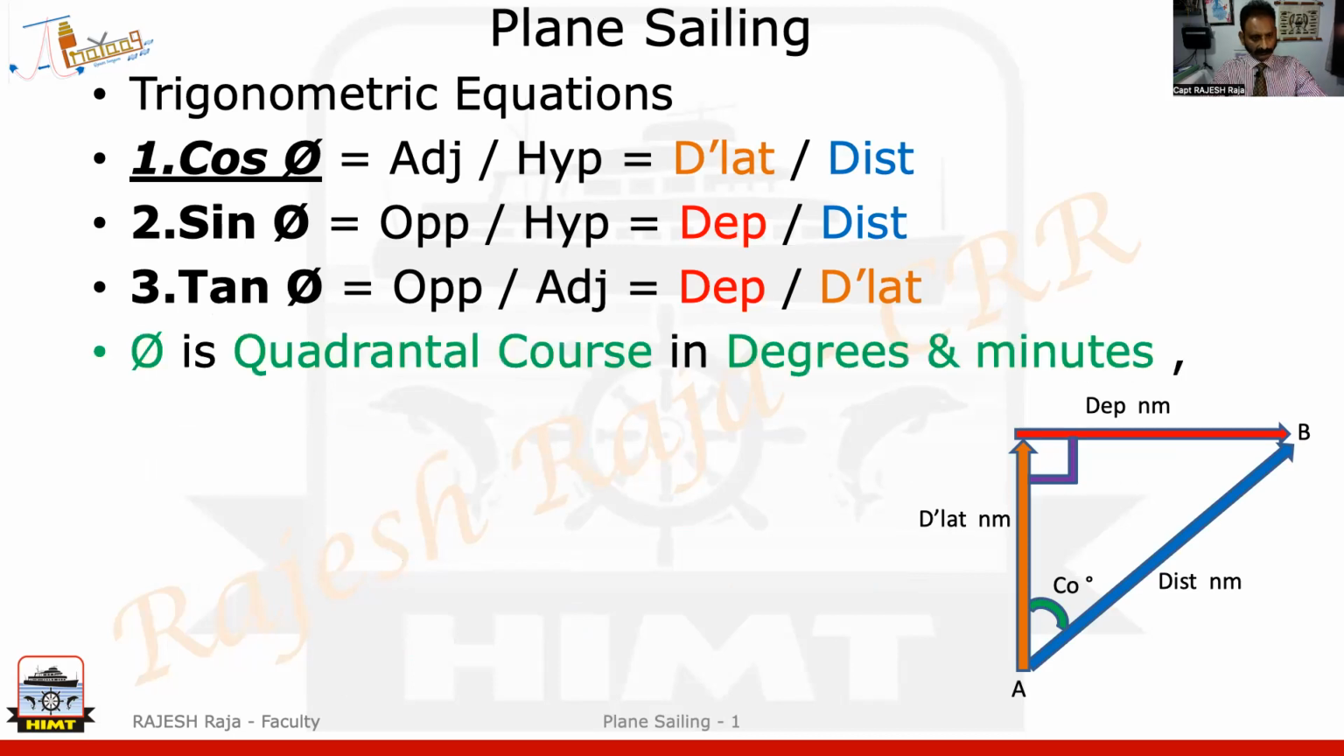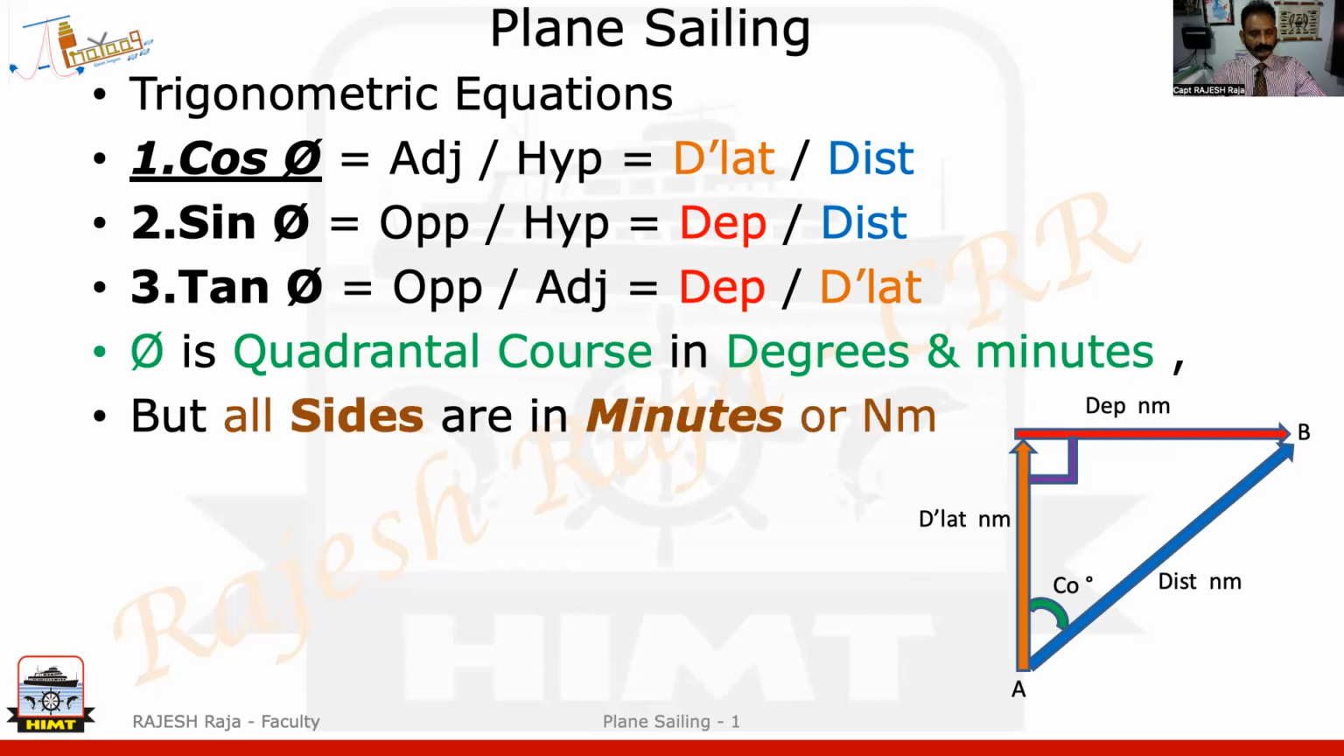A word of caution again. The theta, which is the quadrantal course, should always be used as degrees and minutes wherever you put it in these 3 equations. Otherwise, you'll get errors in your answers. All the sides, convert them into minutes or nautical miles. This triangle is in nautical miles, so you can put it in minutes.